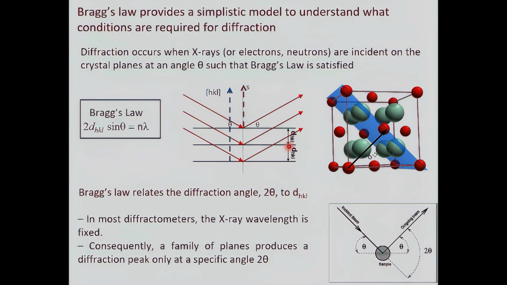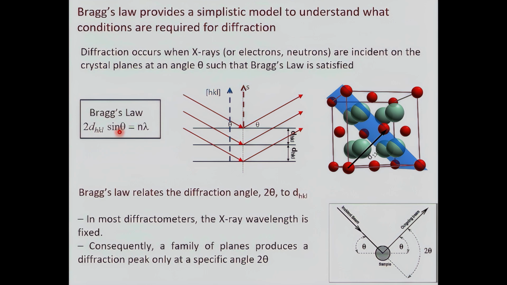When all of these diffracted beams are in a coherent condition, they can give us a diffraction effect. But this happens only when the Bragg's law is satisfied, only when the family of planes is at a specific 2 theta angle with respect to the incoming beam, which is given by the Bragg's law.